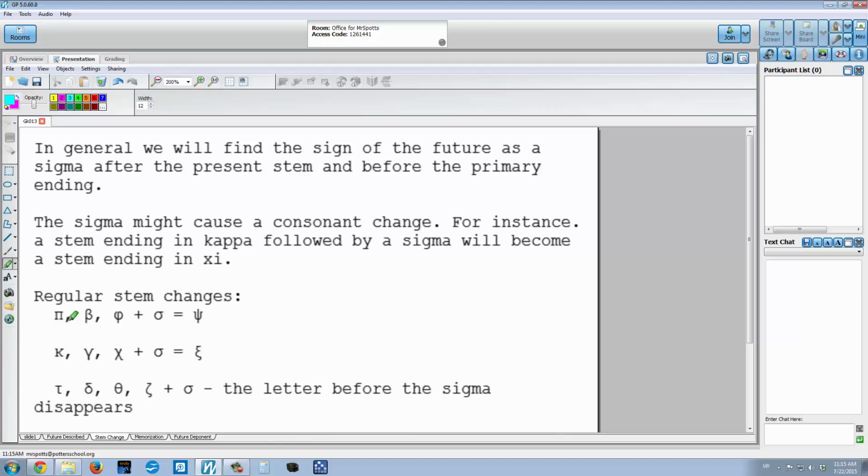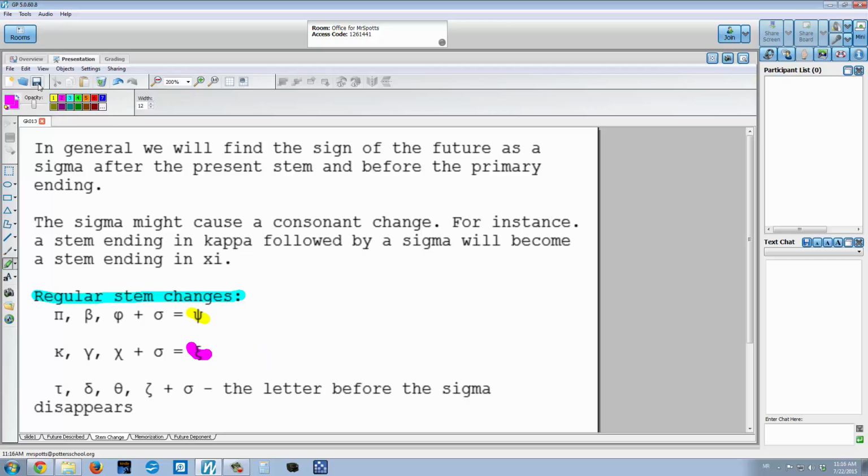Now here are some regular spelling changes that happen. If you have the letter pi, beta, or phi, and that is immediately followed by a sigma, the two letters together will become a psi. Pi, beta, phi makes a psi. Next, if you have a kappa, gamma, or chi, followed by a sigma, you'll end up with a xi. Pi, beta, phi makes a psi. Kappa, gamma, chi makes a xi.